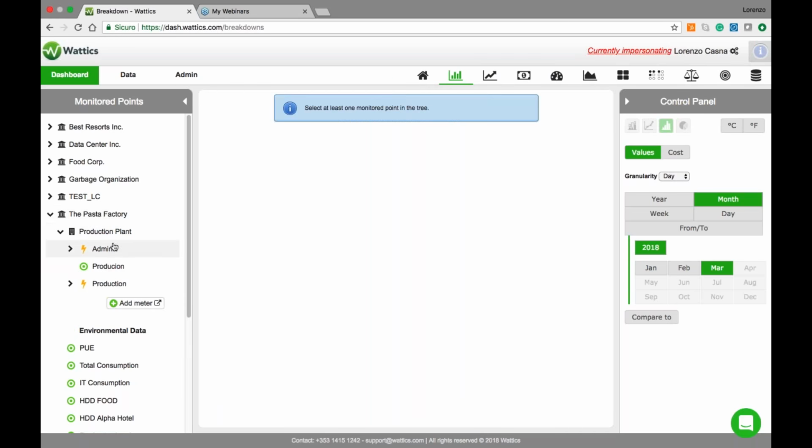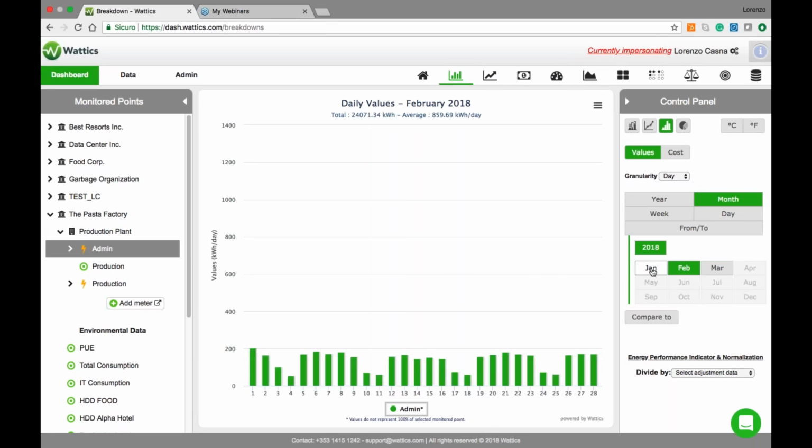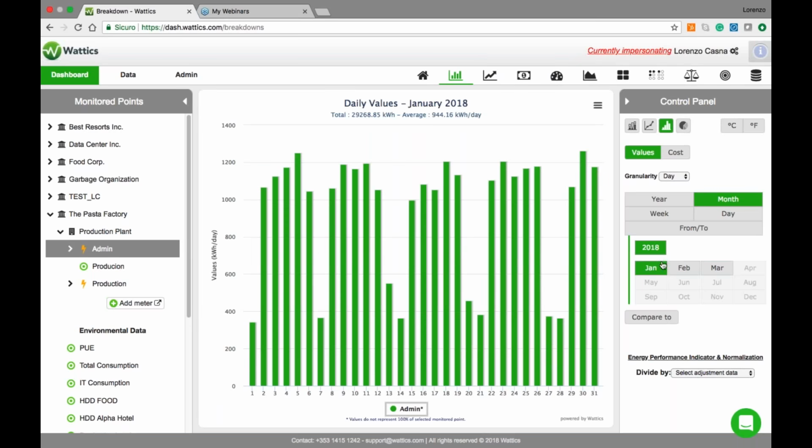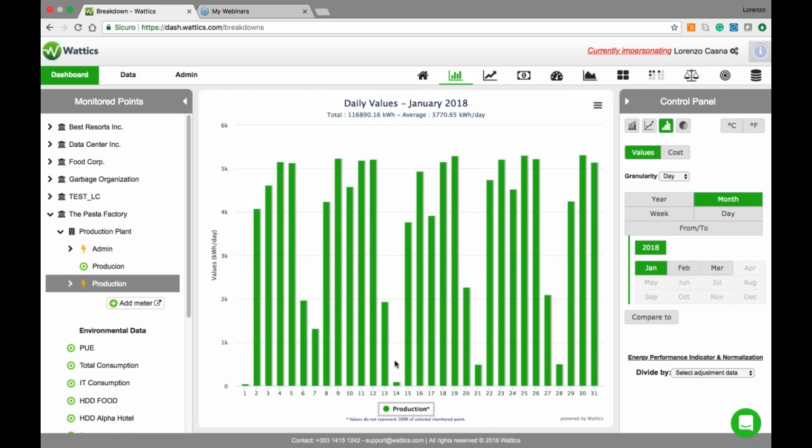In this production plant there are 2 meters. One groups all the appliances related to the admin building, for which we have just a couple of months of consumption data, and one is related to the production plant, the building in which all the production takes place. For both of them, we have some submeters.